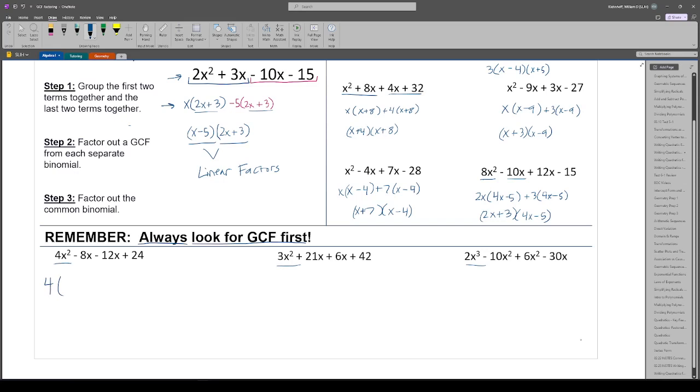So we take out a 4, and then we get x times x minus 2, so x minus 2 is going to be one of our factors. The other one will be x, and then if I have x minus 2 here, I've taken out a negative 12, but we took out 4, so minus 3. 6, yeah, that looks right.